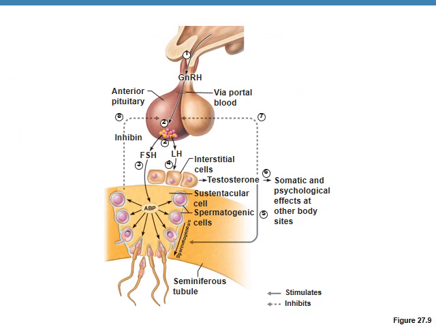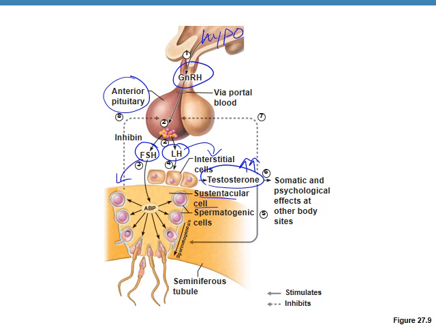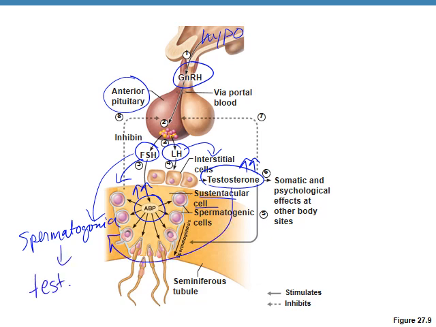Now we get to walk through all those words we just saw. So here's my hypothalamus. It's going to release GnRH. It's going to go to the anterior pituitary and cause the release of FSH and LH. The LH is going to go to the interstitial cells and cause the release of testosterone. FSH is going to go to the sustenacular cell, and it's going to cause the sustenacular cell to release androgen binding protein. So remember, this FSH is basically making the spermatogonia receptive for testosterone. Now the testosterone comes in, and that drives the spermatogonia to undergo meiosis and produce sperm.